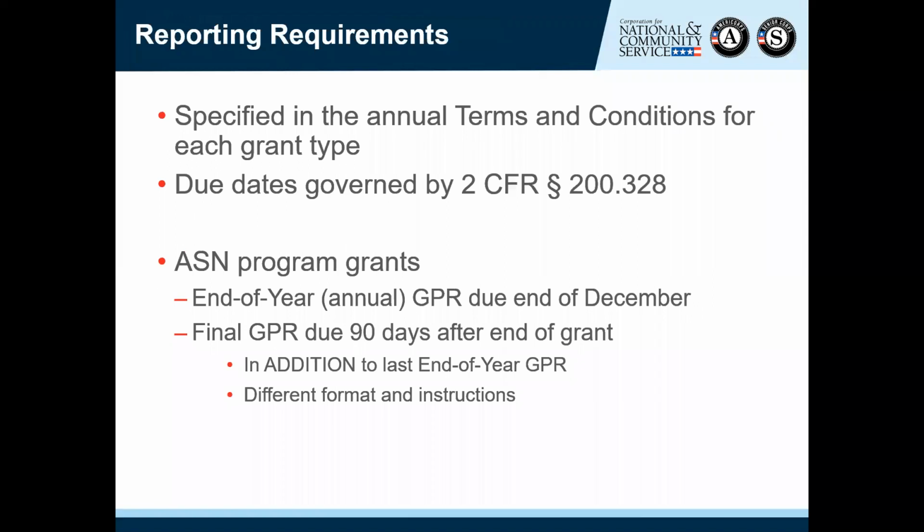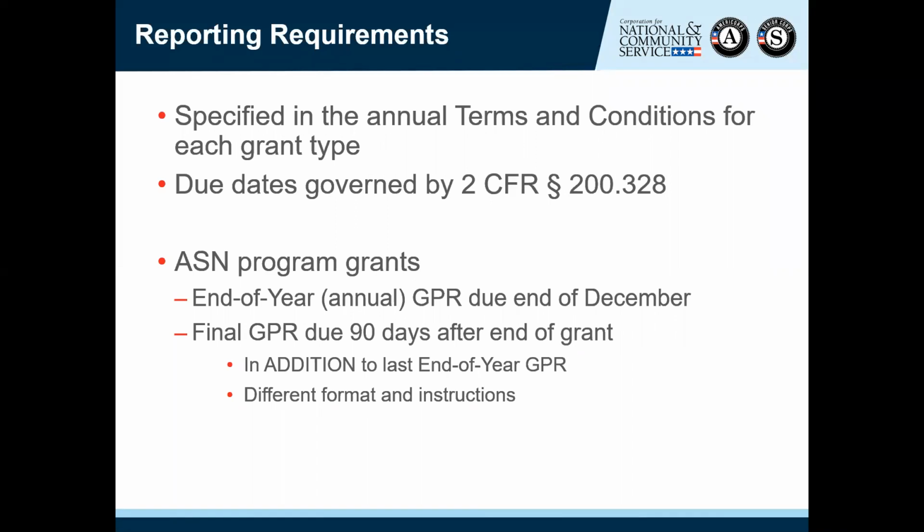Progress reports are a government-wide requirement for federal grants, spelled out in the Uniform Guidance, also referred to as 2 CFR 200. These regulations say that semi-annual progress reports, meaning reports that are submitted twice per year, need to be due 30 days after the end of the reporting period, and annual progress reports, meaning submitted once per year, must be due 90 days after the end of the reporting period. CNCS uses those regulations as the foundation and creates terms and conditions for each grant type, which lists the specific reporting periods and due dates for progress and financial reports for that type of grant.